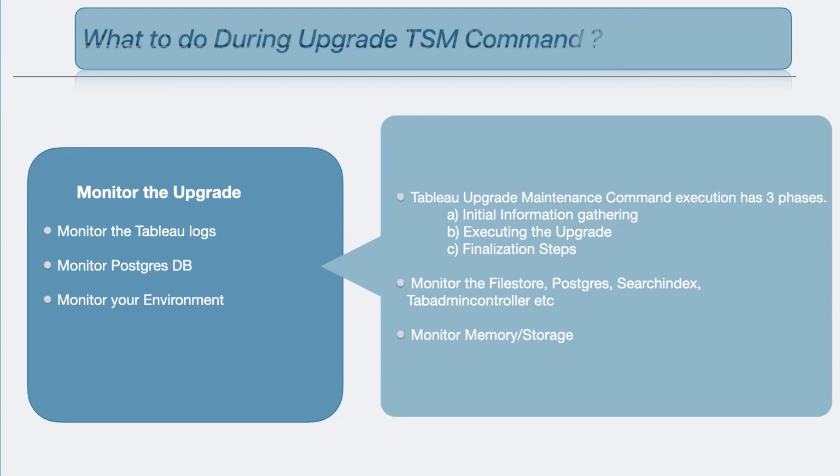Second, the upgrade TSM command. I usually think of it in three phases. The moment you run the upgrade TSM command, you might have seen there are 7 to 8 internal jobs which are triggered. You might not have noticed that this job ID is running, now that job ID is running. So I treat it in three phases.